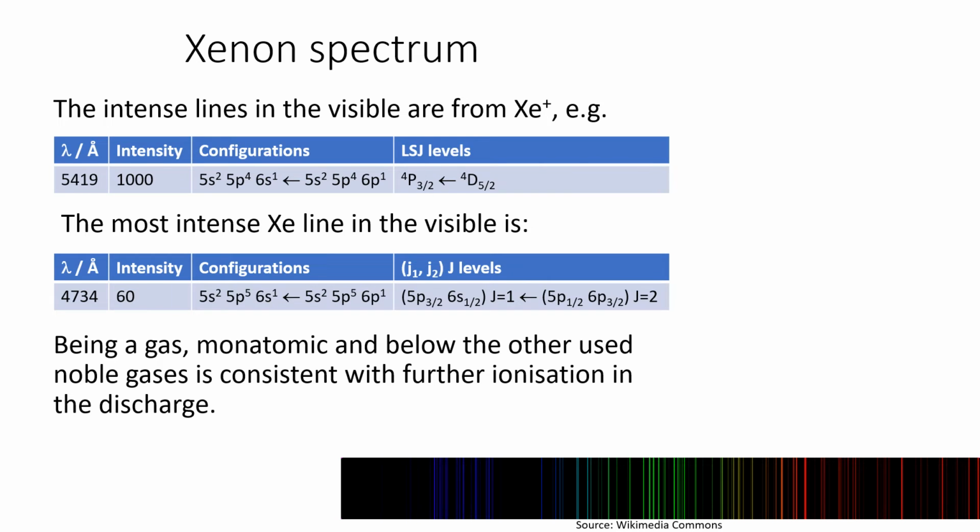So of course, as you go down the noble gases, the ionization energy drops. And so as you get down to xenon, it's relatively easy to ionize. So you start to see quite a lot of ionized forms of xenon.